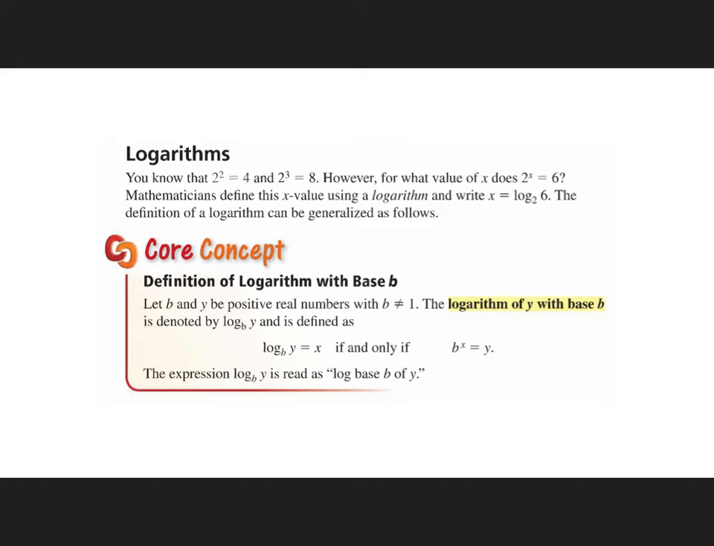So we know that 2 squared is equal to 4, and 2 to the third power is equal to 8. However, for what value of x does 2 to the power of x equal 6? We can find what this x value is by using log functions. So log functions help us figure out what exponents give us some value. So we can take a log function and turn it into an exponential function, and we can turn an exponential function into a log.